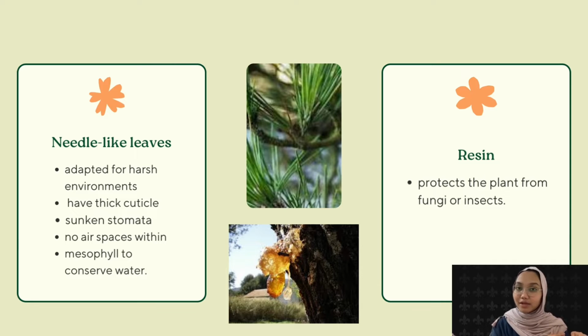First, needle-like leaves. Needle-like leaves have a few characteristics, which are sunken stomata, a thick cuticle, and mesophyll that conserves water, and they also help the conifers adapt to harsh environments. Secondly, the resin. The resin protects the trees from fungi or insects.